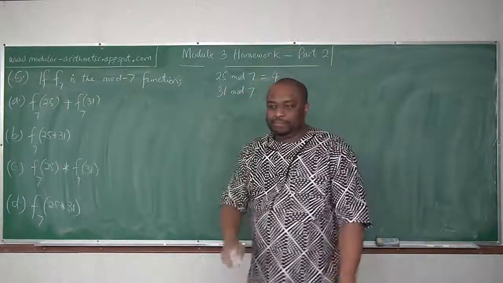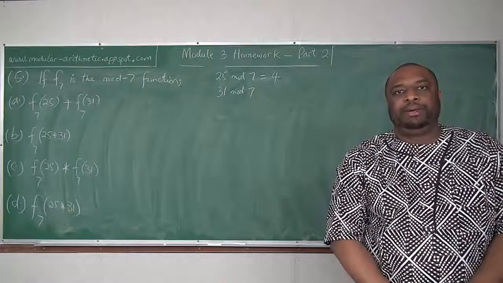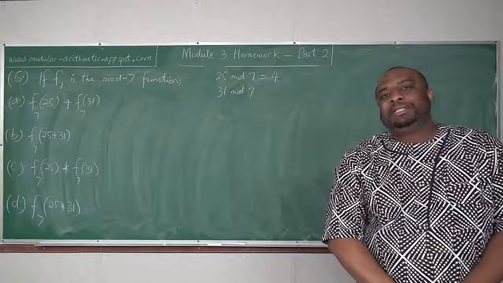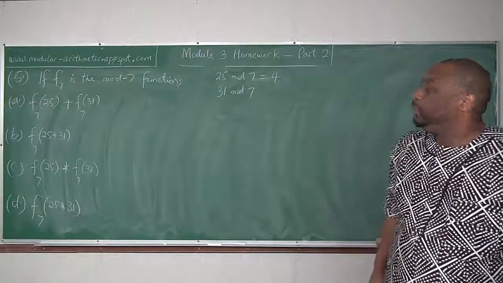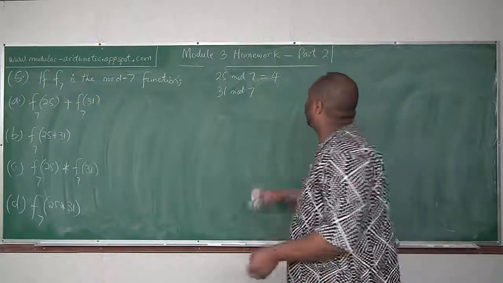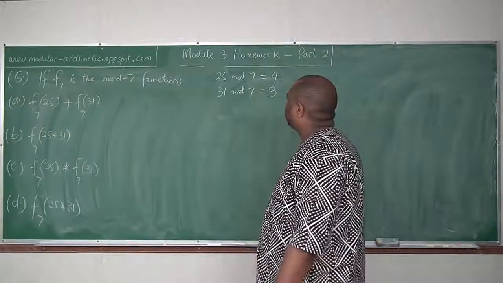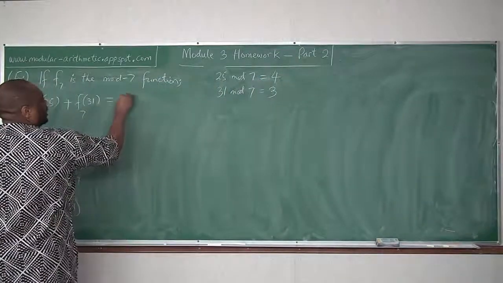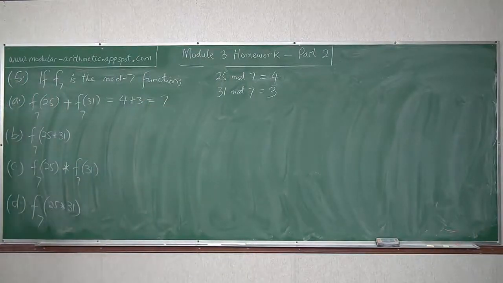What is the highest multiple of 7? That is another way you can do it. 7 times 5 is 35, 7 times 4 is 28, and 31 minus 28 is 3. So this is 3 here. So this will just give you 4 plus 3, and that is 7. That's it.